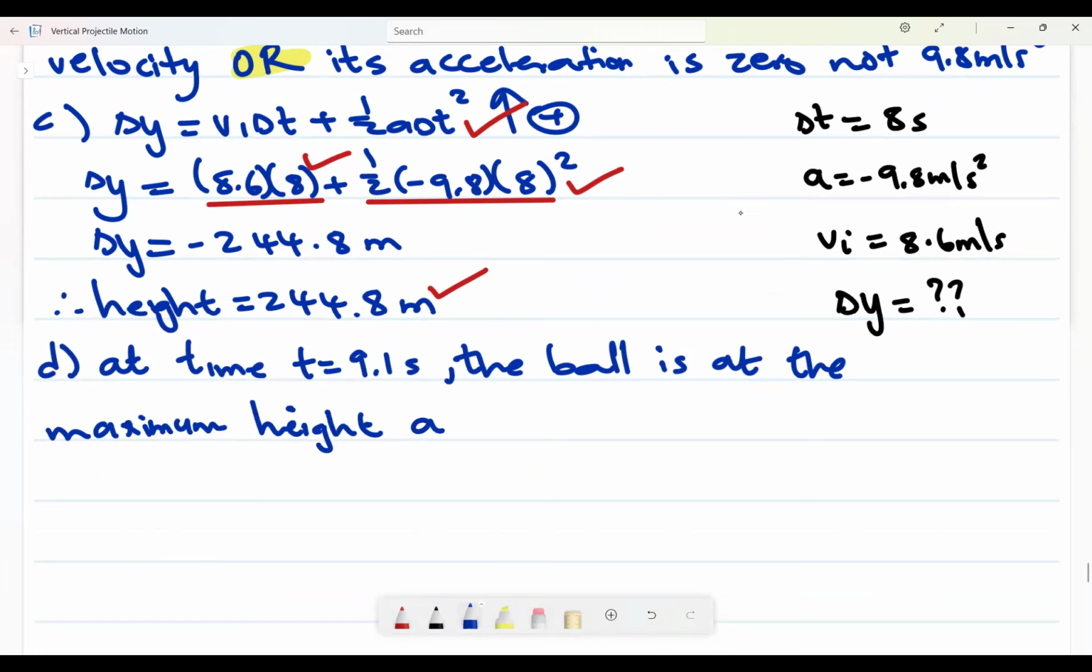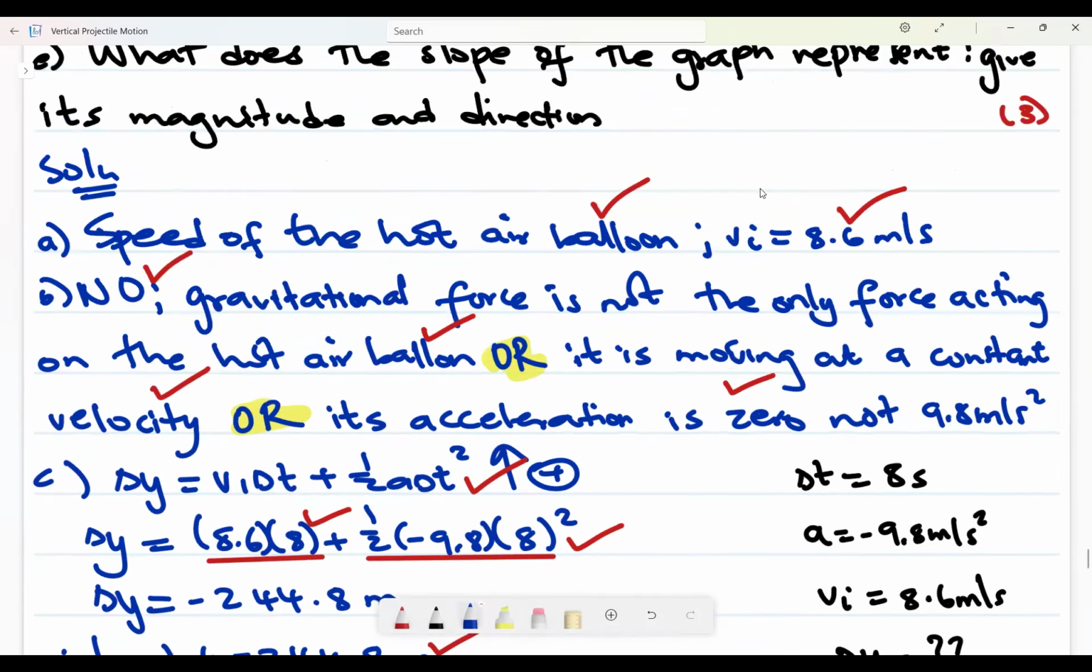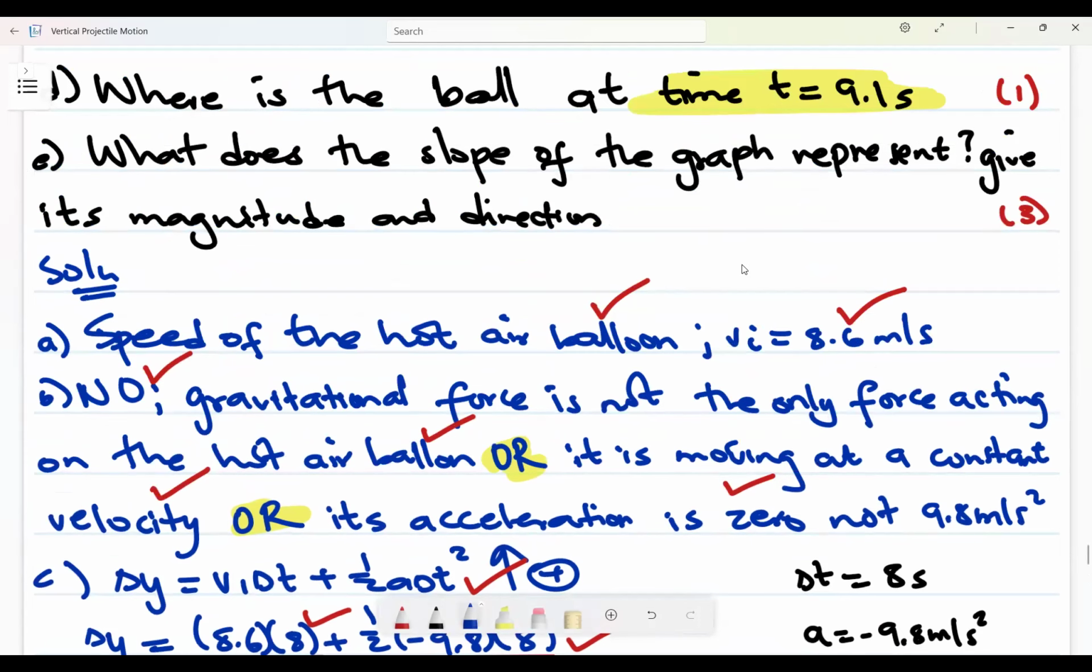You can put after the first bounce. It's fine. But now the important part is that at time t equal to 9.1 seconds, the ball is at the maximum height. Okay, that is very important, you being able to interpret now the graph. Then I repeat, I created these questions just by thinking of a scenario, because I know how examiners are. Now they ask, what does the slope of the graph represent?